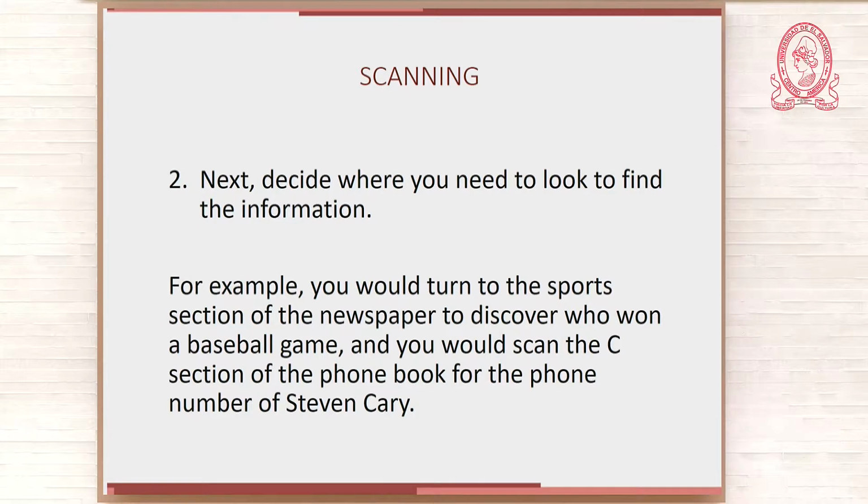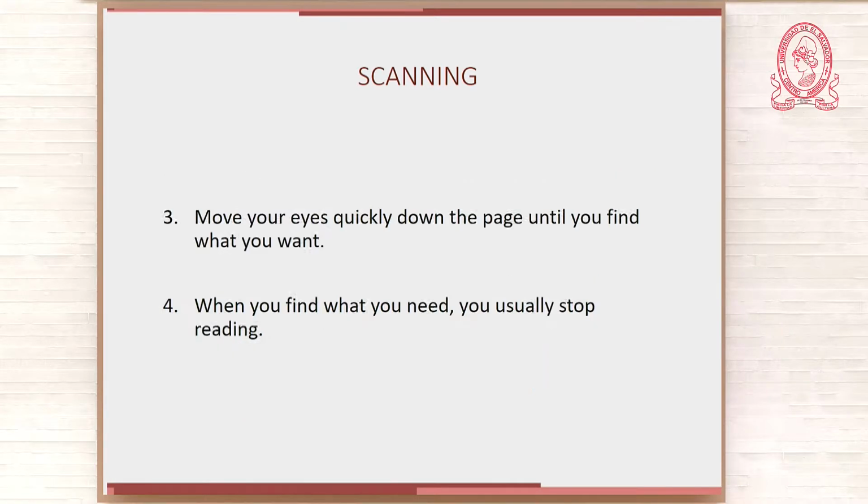Second, well, in this step, you will need to decide where you need to look to find this information. For example, if you want to know who won a baseball game, you would turn to the sports section of the newspaper. And if you are looking for Stephen Curry's phone number, you will scan the C section of the phone book. In number 3, move your eyes quickly down the page until you find what you want. And finally, when you find what you need, you usually stop reading.